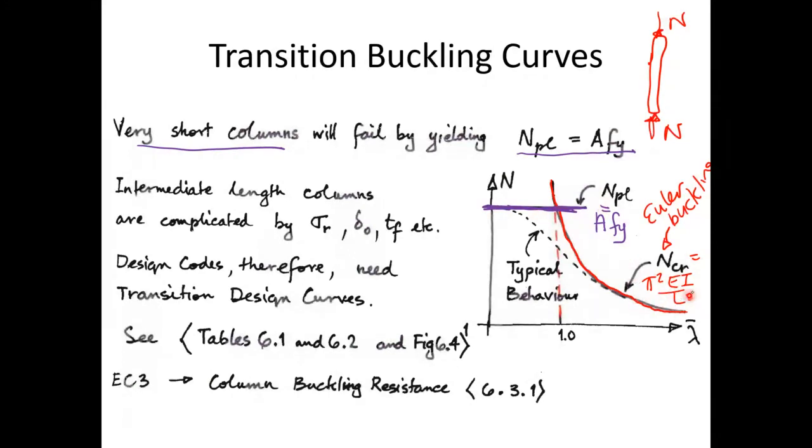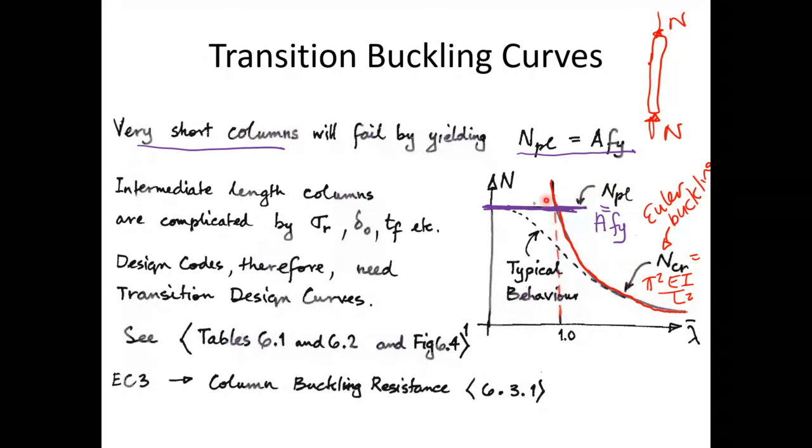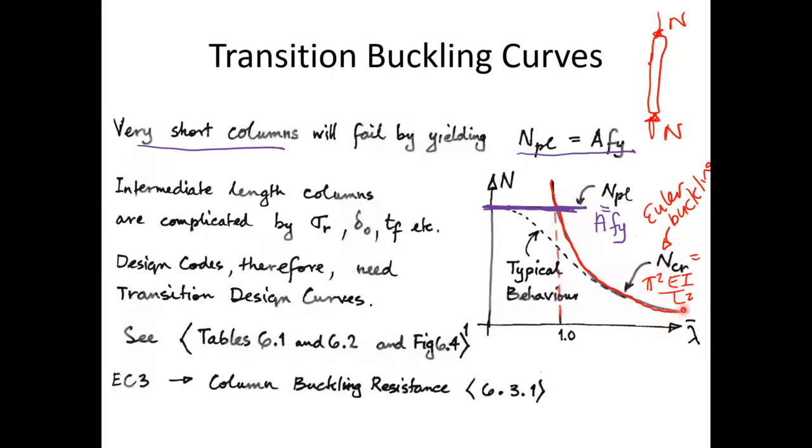So we now have two equations that we can describe. For a short member, just the area, how much material is across this cross-section, times the material strength will give us the capacity of the member. If we have a long slender member, then it's going to be described by the Euler buckling formula.